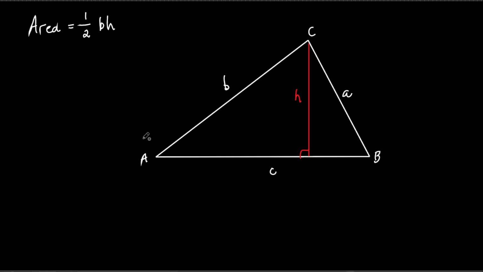Let's see how we can approach this. Let's take a look at this. Let's use this angle right here. We could have used angle B. We could have used angle C. But we're going to use angle A right here. So in order to find the area of the triangle, let's call this letter C right here the base of the triangle. We okay with that? And then this H would be the height because they're perpendicular to each other.